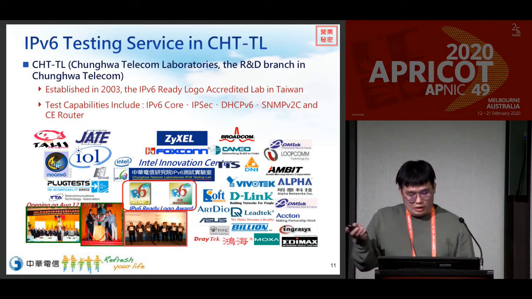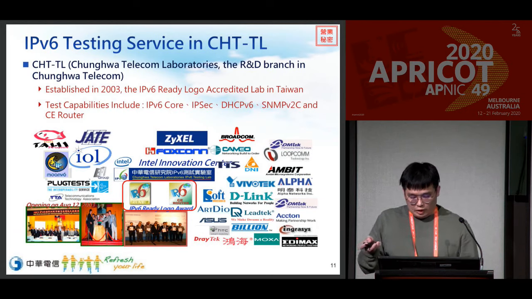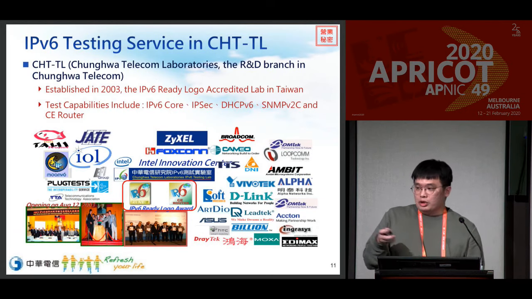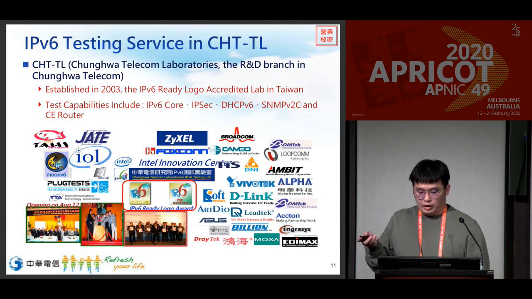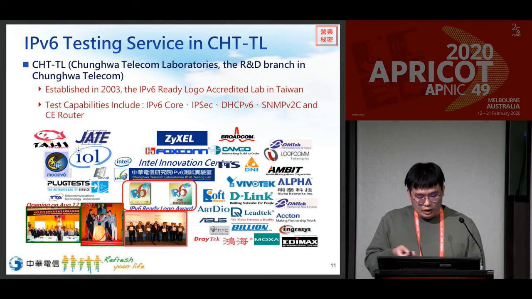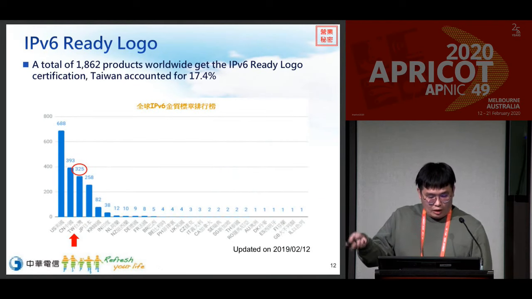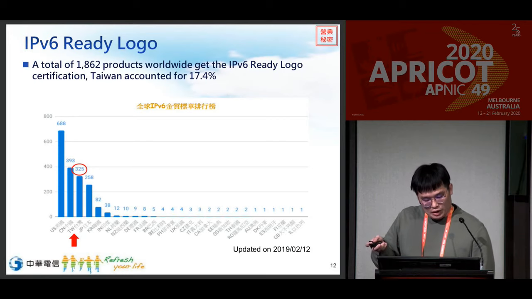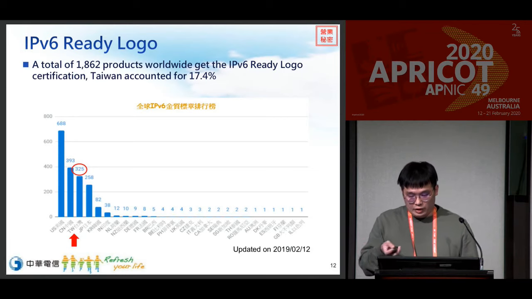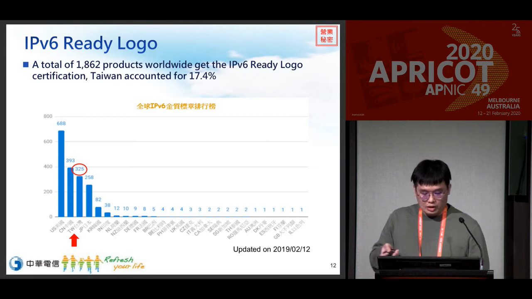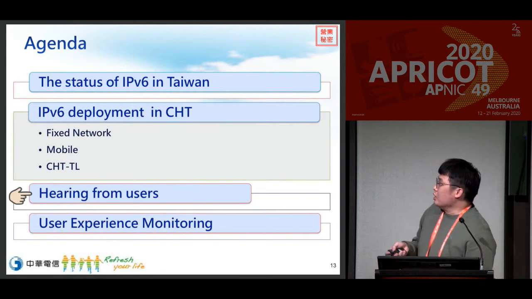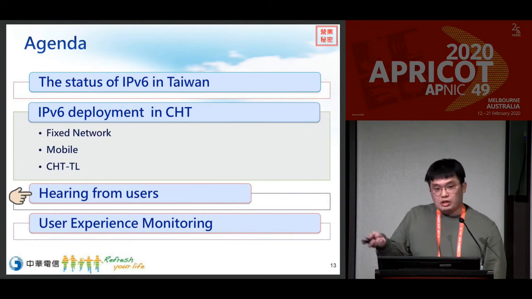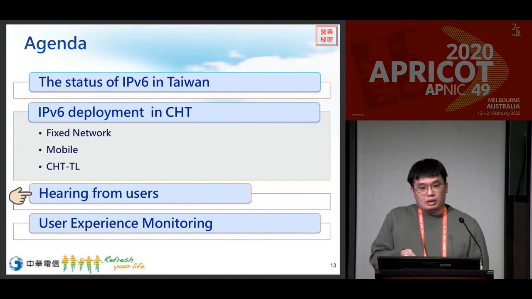And this one is our V6 Ready logo. The Telecommunication Lab in our company is the only V6 Ready logo accredited lab in Taiwan, and we now have 1,800 products worldwide with the V6 Ready logo, and in Taiwan it accounts for 17%. So we do lots of work for this, but how about user experience?